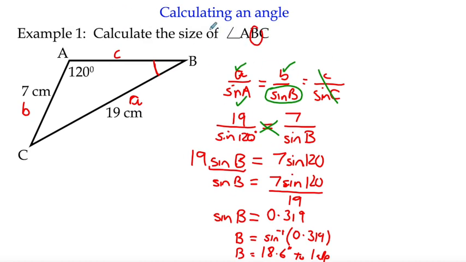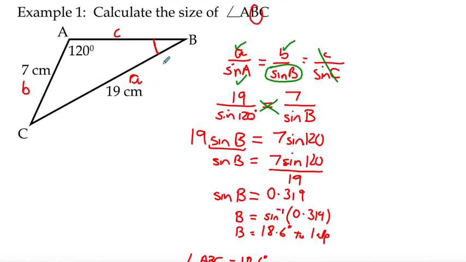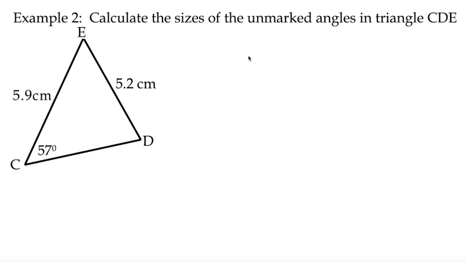formula here? It asks to calculate the size of angle ABC. So just to be correct, I'll answer using the wording of the question. Angle ABC is equal to 18.6 degrees. It's always good to go back and think, have I answered the question, particularly using the language that it asked. Okay, let's try this example here.